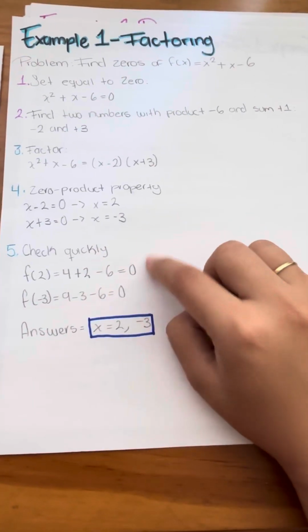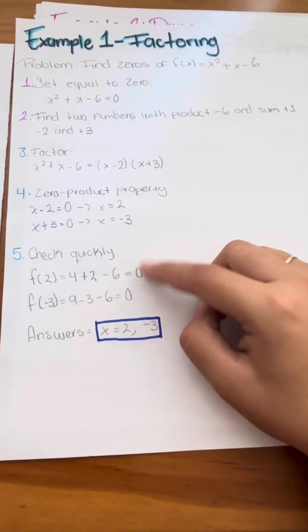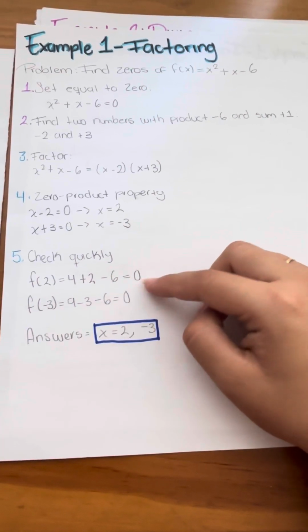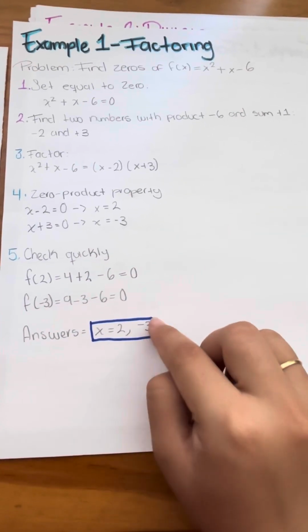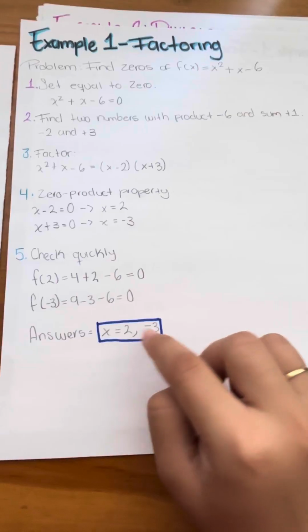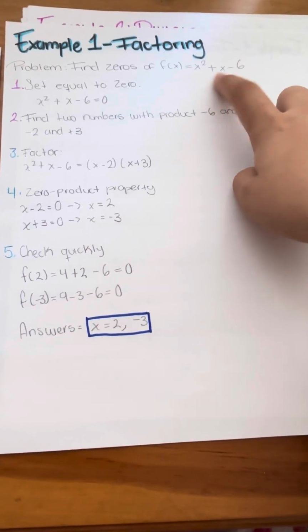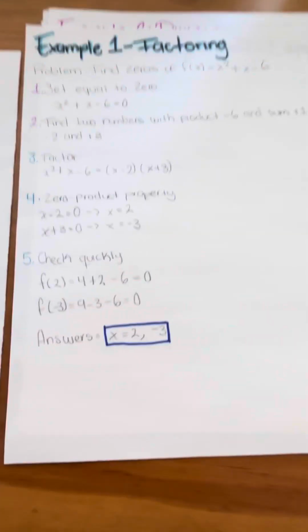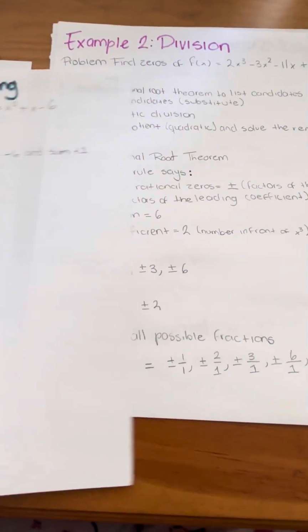So since it gives us 0 for the two equations, the answers are gonna be x equals 2 and x equals -3, and that will be the answers for this problem right here. So that's all for example number 1.